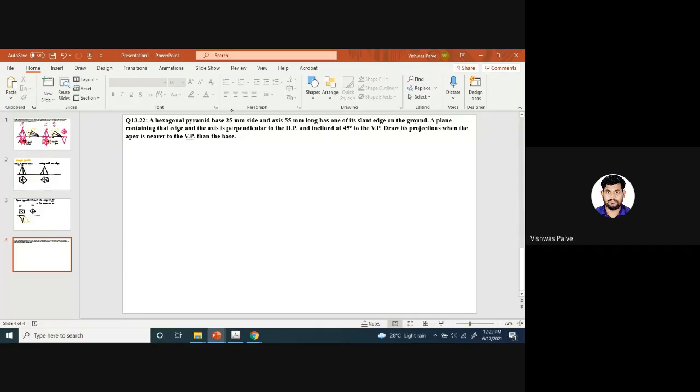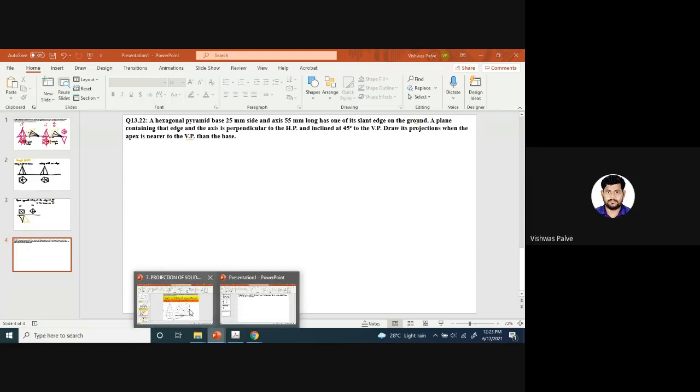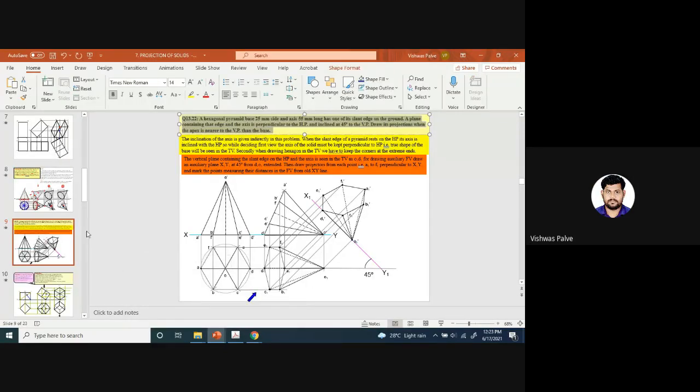So in the first stage, we have to identify whether the true shape of the object is going to be drawn above the XY line or below the XY line. Can anyone guess whether the true shape will be drawn above or below the XY line? Hexagon, where are we going to draw the hexagon? Below the XY line. Yes. Any other guesses?